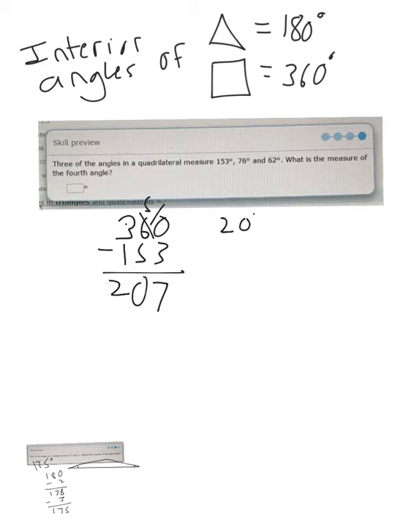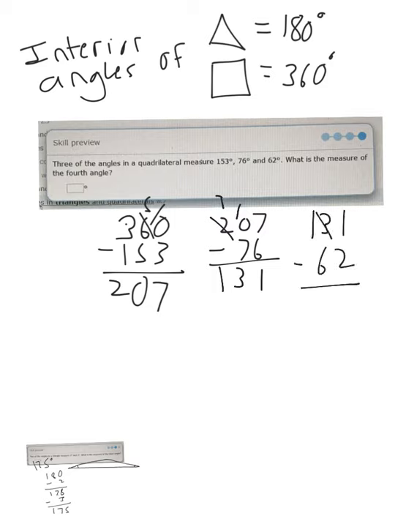So now 207 minus 76. 7 minus 6 is 1. 0 minus 7 can't do. Go next door, that becomes a 1. That becomes 10. 10 minus 7 is 3. 1 minus nothing is 1. And finally, 131 minus 62. That becomes a 2. That becomes a 11. 11 minus 2 is 9. 2 minus 6 can't do. Go next door, that becomes 0. That becomes 12. 12 minus 6 is 6, so 69. So the answer is 69 degrees.